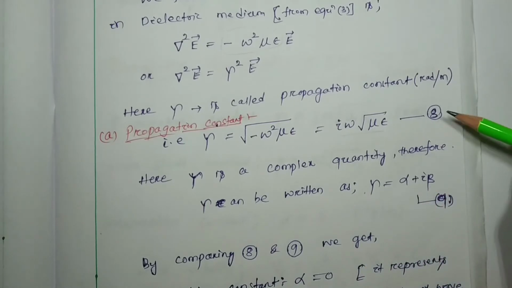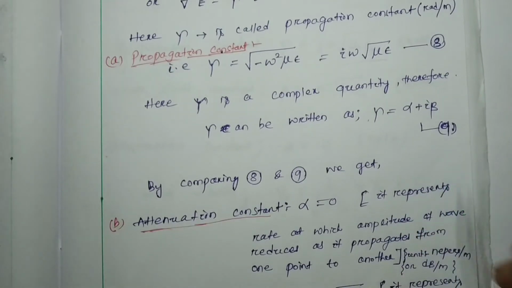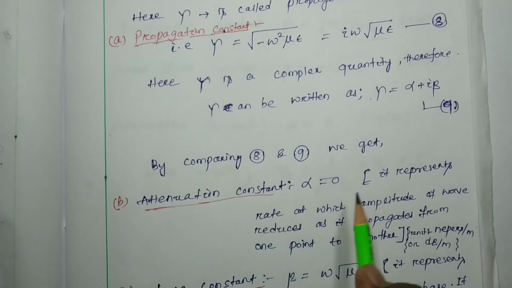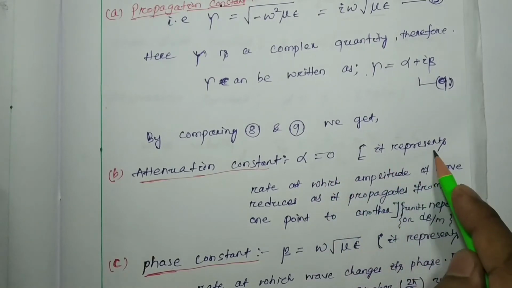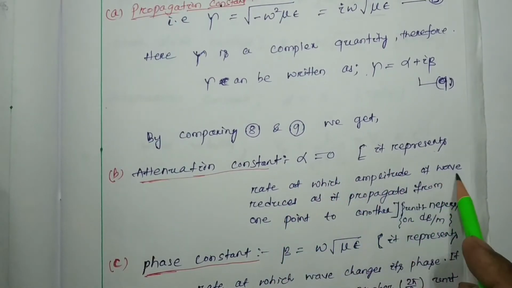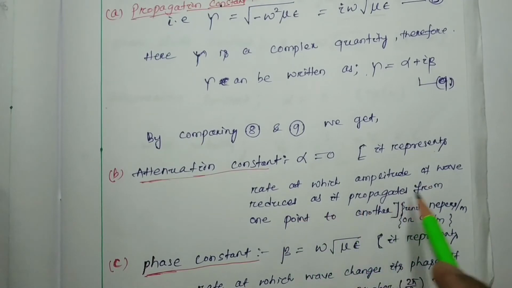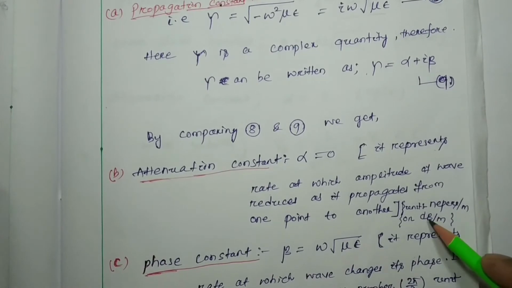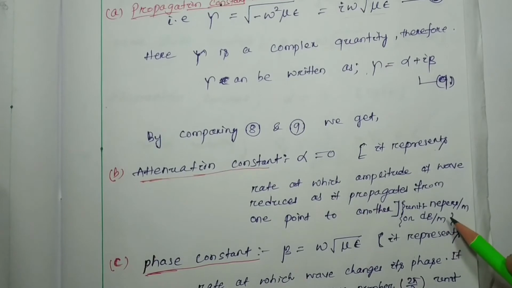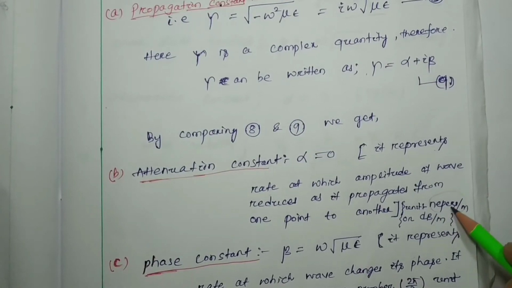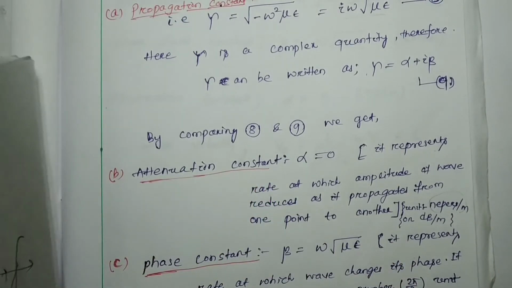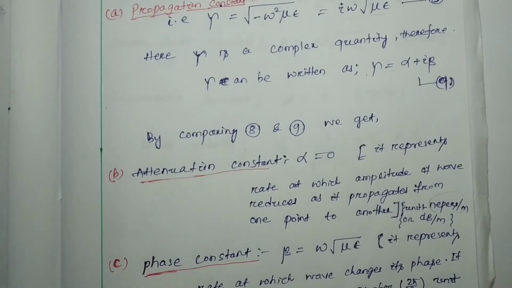Now we have to compare this equation number 8 and 9. What are we going to get? We can get alpha equal to 0. Here alpha is nothing but your attenuation constant. What is the definition of attenuation constant? It represents the rate at which the amplitude of a wave is reduced as it propagates from one point to another. It has the unit of Nepers per meter or decibel per meter. In general, people use Nepers per meter or Np per meter. So the attenuation constant represents the rate of decrease of amplitude.